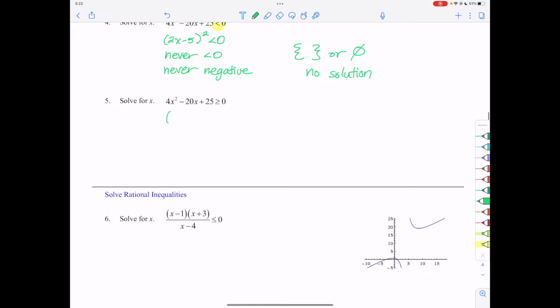Now, what if we have greater than or equal to 0? (2x - 5) all squared is greater than or equal to 0. And this is always positive or equal to 0. So the solution set is all real numbers.